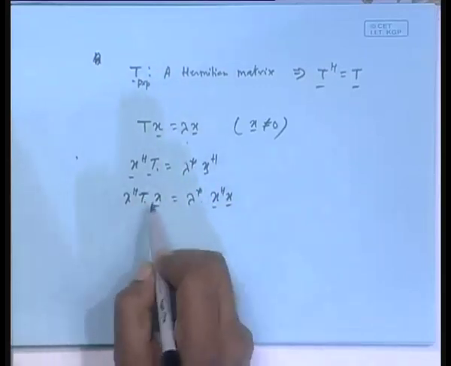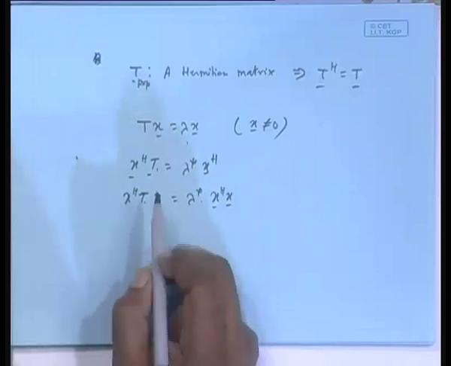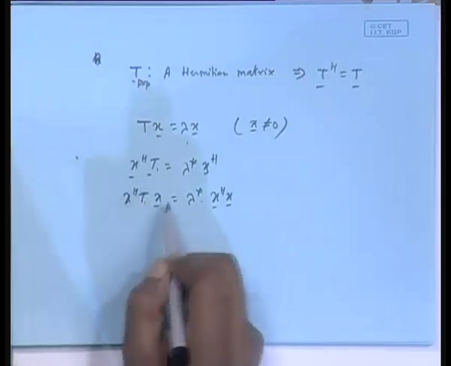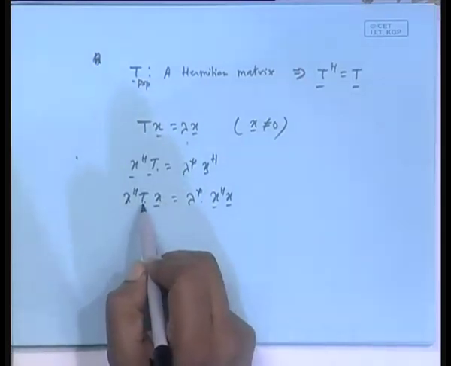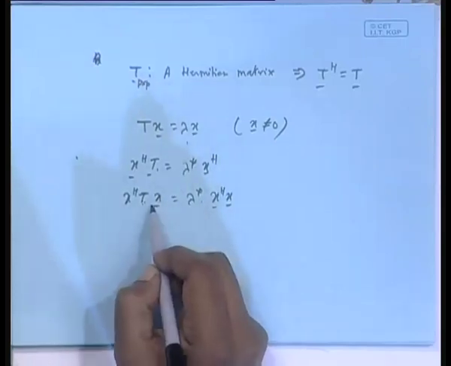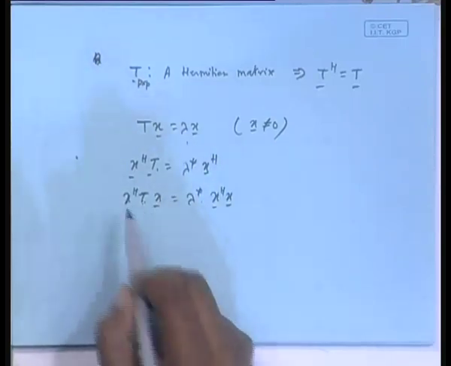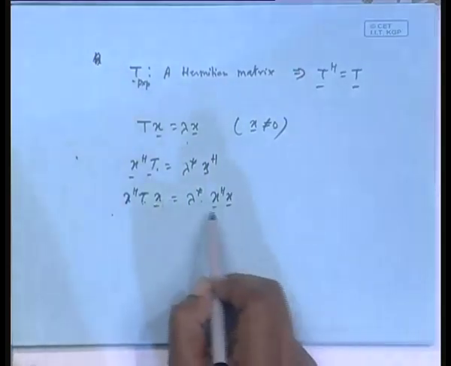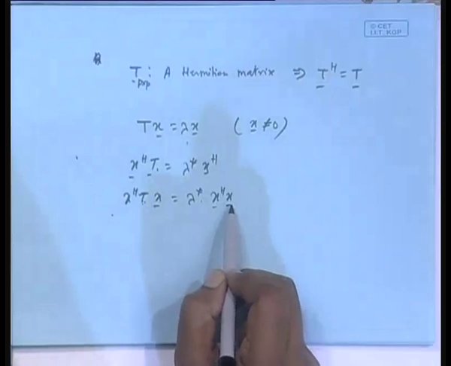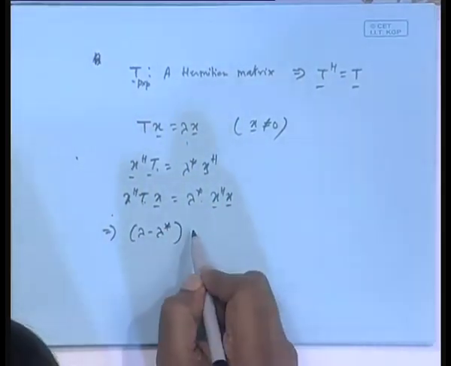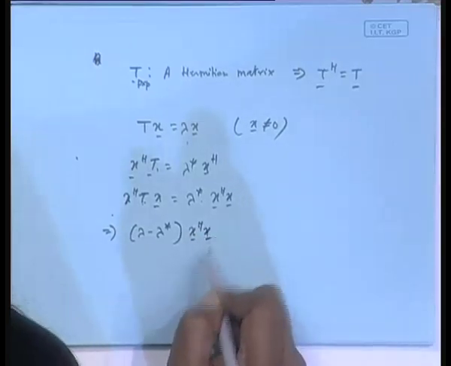See, this matrix multiplication is associative. You are multiplying this with this and then the result with this. You can also do this with this followed by this with this, isn't it? But Tx is lambda x. So bring back lambda x here. Lambda is a scalar, take it out. So you get back lambda x Hermitian x. On this side lambda star x Hermitian x. So now this results in lambda minus lambda star equal to 0.